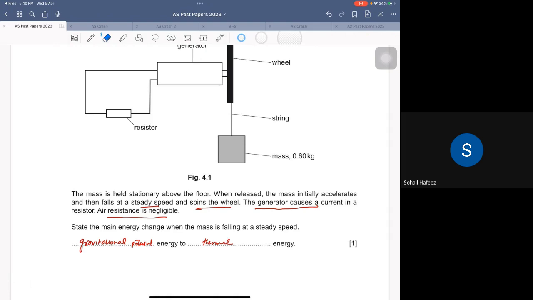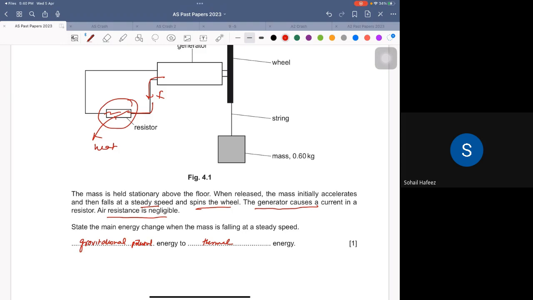Now, why won't you write electrical energy? The reason is that electrical energy is not being stored in a battery or something. You're not charging batteries. What you have is a resistor here, and the resistor will have a current, and when the current passes through the resistor, it is going to dissipate the energy into heat. So unless you're putting something into a battery or a capacitor, you do not write electrical energy.